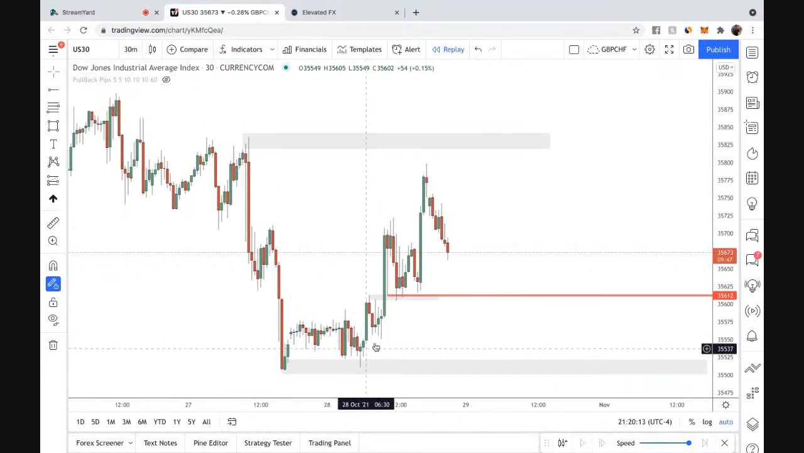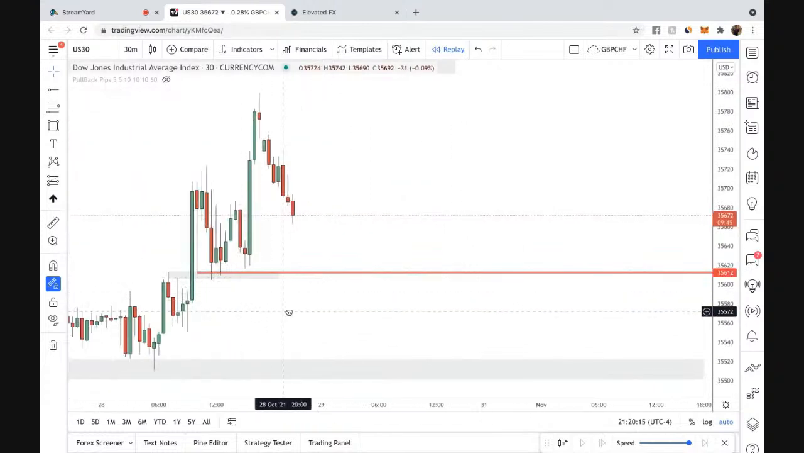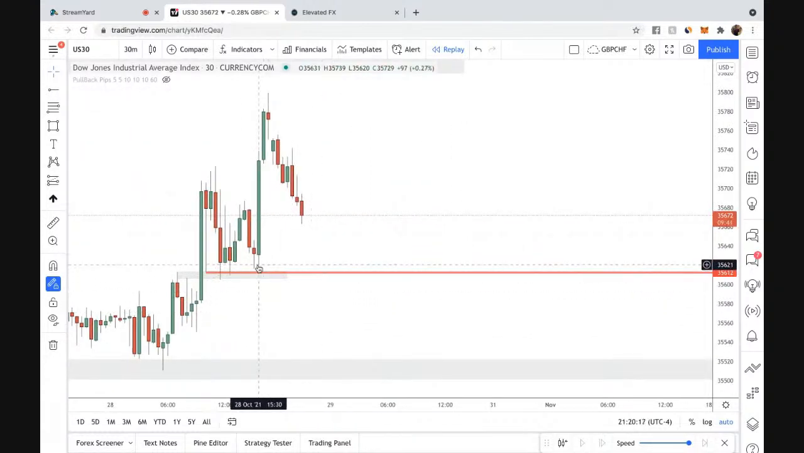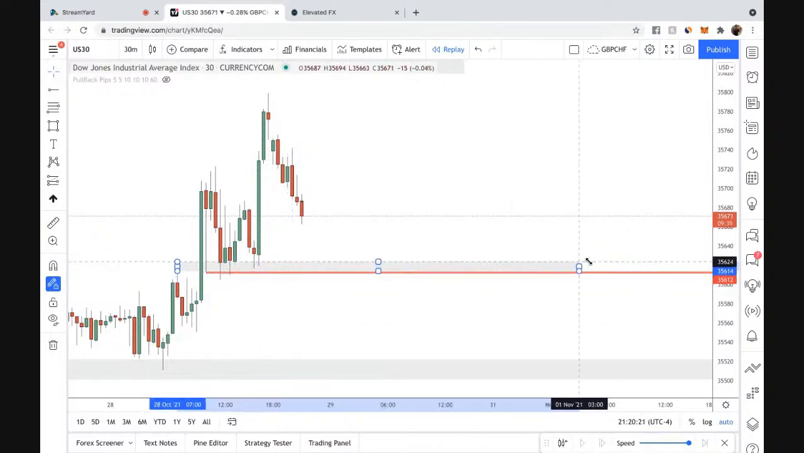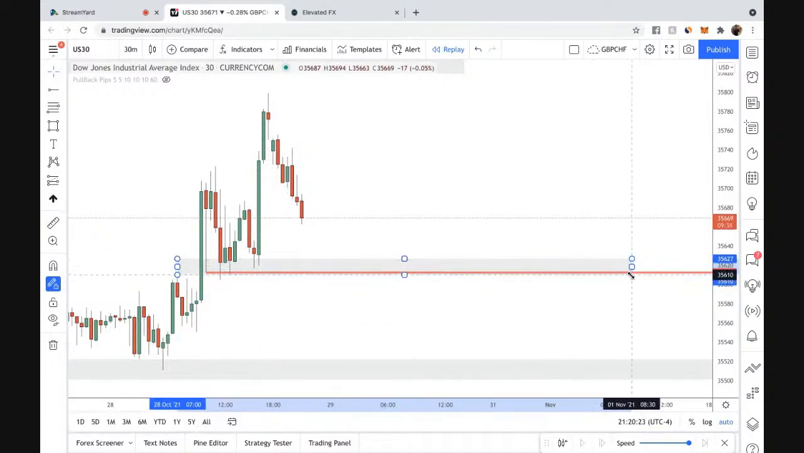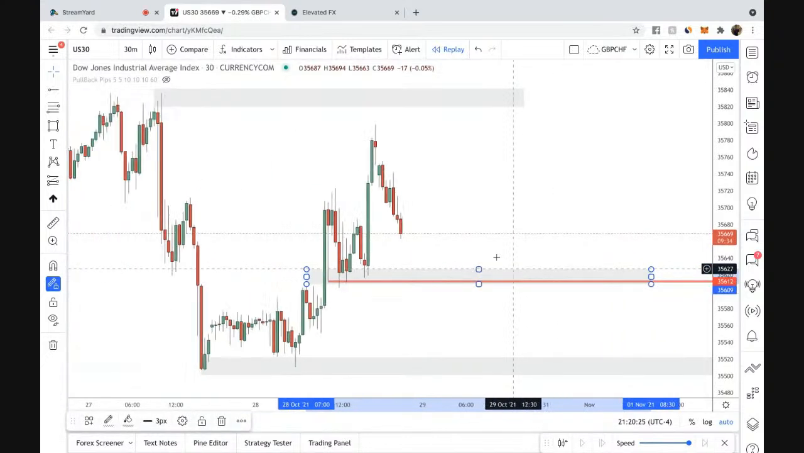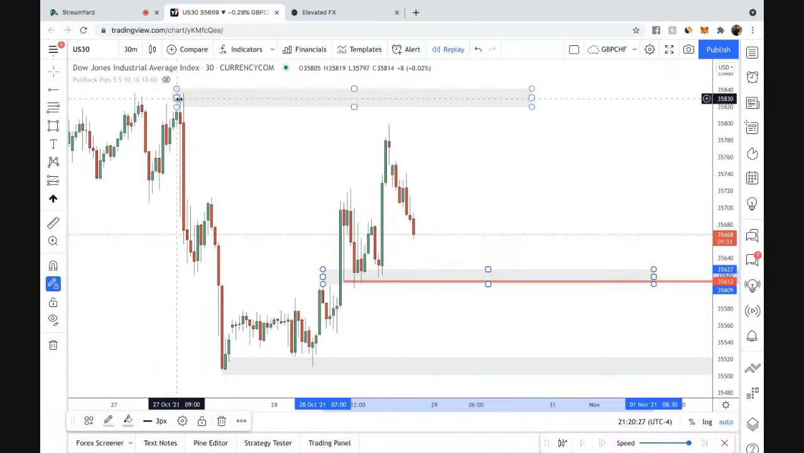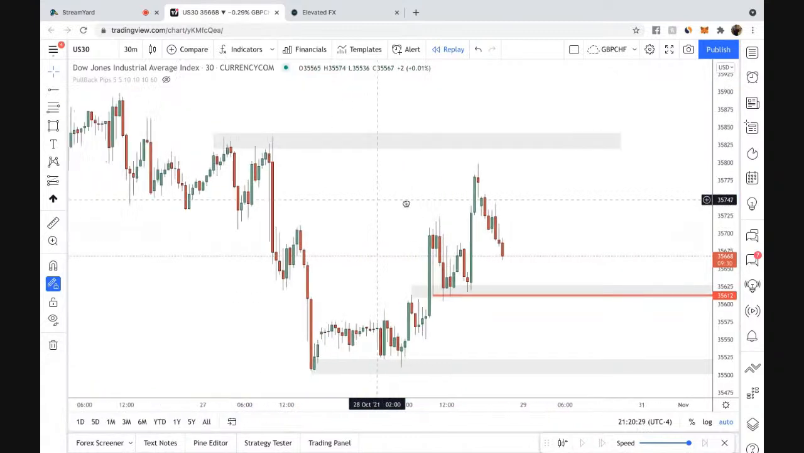Right here. And if you notice, there's wicks, right? You see wicks here, wicks here, wicks here, wicks here. This is going to be an interest spot. If we can get a nice sweep into this market, into this price, it'll be great. Because you notice, we still haven't reacted off of the structure, right?